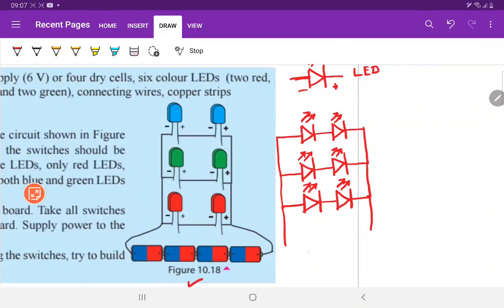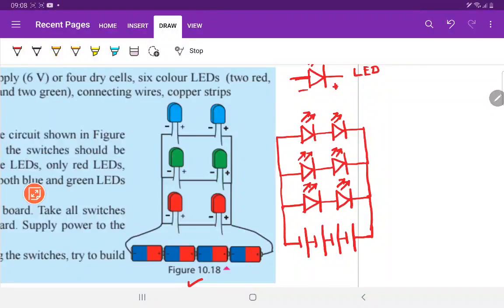Okay, now the dry cells. So negative terminal and positive terminal. First you have to draw the negative terminal and positive terminal. Here negative terminal and positive terminal. Here negative terminal and positive terminal. Here negative terminal and positive terminal. Hope you understood, children, how to draw the circuit diagram of this figure 10.18.